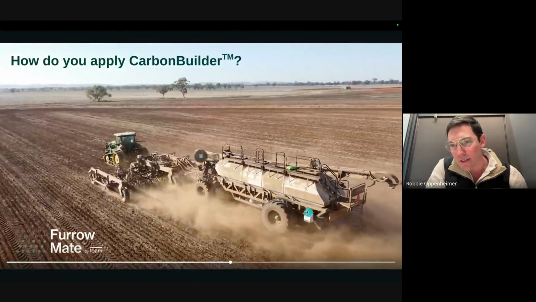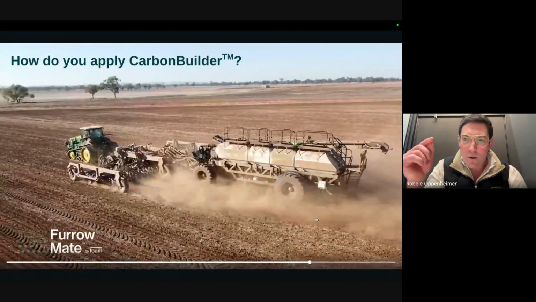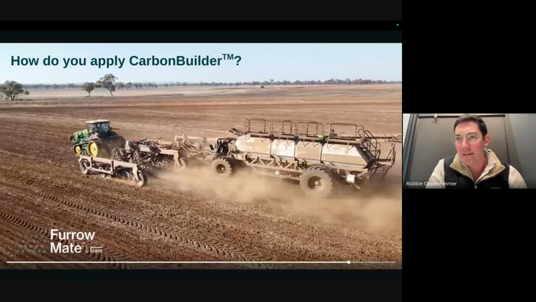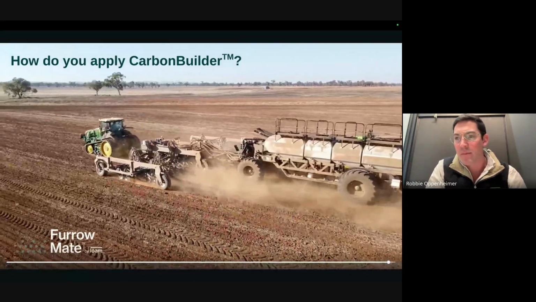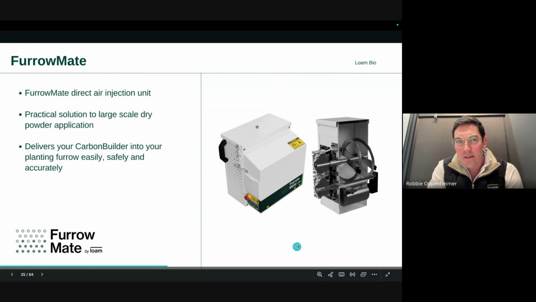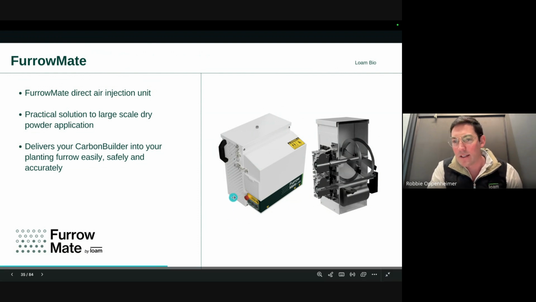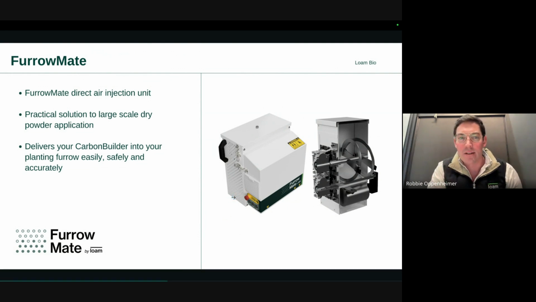This is a unit that straps on the side of an air seeder and has a little auger that can dose out the dry powder of CarbonBuilder into an air seeder. So this is the Furomate unit that was strapped on the side of the air seeder. It's a direct air injection unit and basically forms a practical solution for applying dry powders, which in this case is the CarbonBuilder containing the fungal active ingredient, the fungal spores.